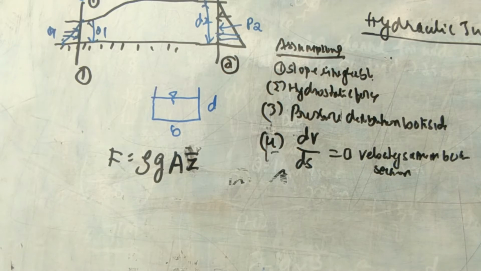Critical height: if the water depth is below the critical height, then there is a chance of a hydraulic jump. It will create the hydraulic jump because the water is unstable and it will try to become stable, so that we can say.